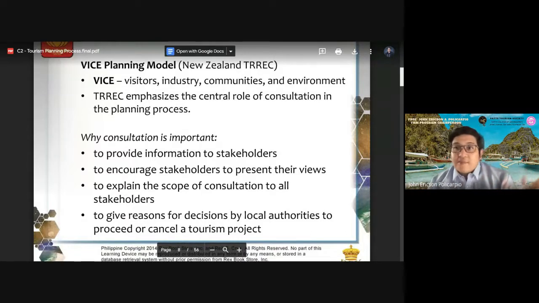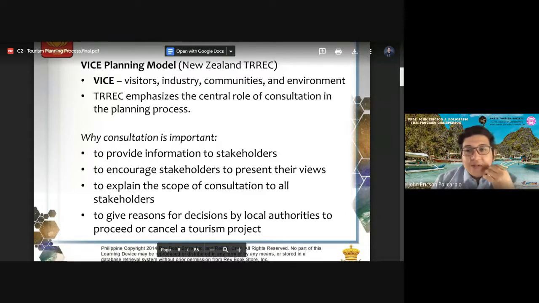Outside this, hindi na po namin yan sagot. Ito lang po yung kukuhanan natin. Hanggang dito lang po. This will be the participants of our plan. So, it is also clear to them on what's your scope and what are the limitations of your plan. And lastly, to give reasons for decisions by local authorities to proceed or cancel a tourism project.